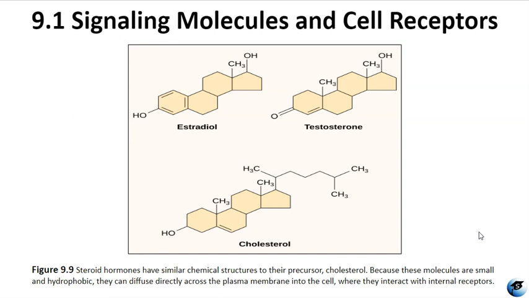To travel in the bloodstream, the hydrophobic ligands bind to carrier proteins, and this ensures that they will be soluble and can transport safely. So in that way, ligands are messengers in the body affecting various physiological processes.